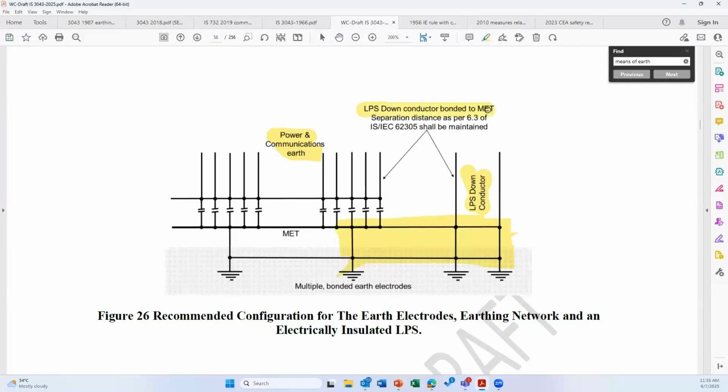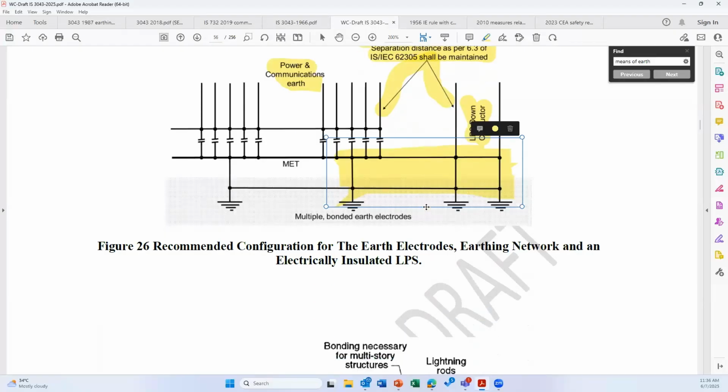In such a case, the LPS down conductor not bonded to MET, separation distance as per 6.3 of IEC 62305 shall be maintained. So you should keep the separation distance, meaning lightning protection shall be physically away from the building or other earthed metal parts of the building. So these are some of the changes which have happened.